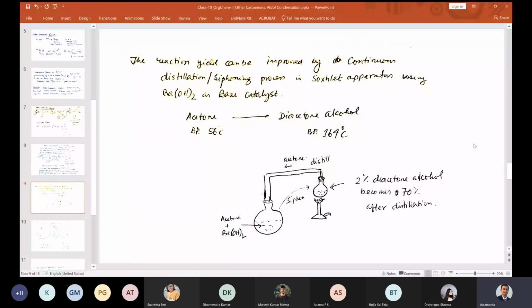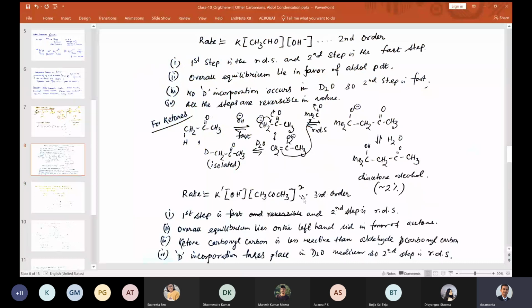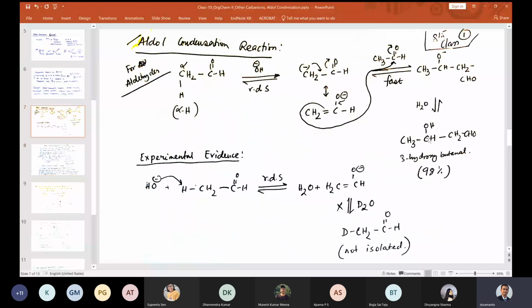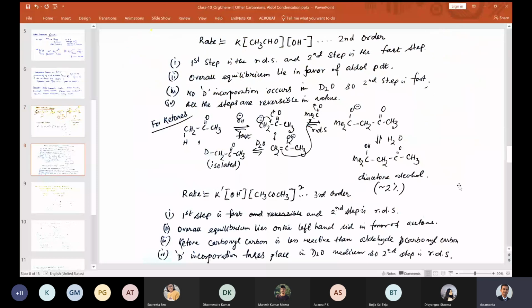Now in this way, if I do this reaction in the base medium, this diacetone alcohol formation takes place only in 2%. In the other case where we did the reaction with acetaldehyde, we got the product 3-hydroxybutanal in 98%. So in this case the product yield is very low, and with a 2% yield it is not a very favorable way to get this product. How can we improve the product yield? How can we get more product?